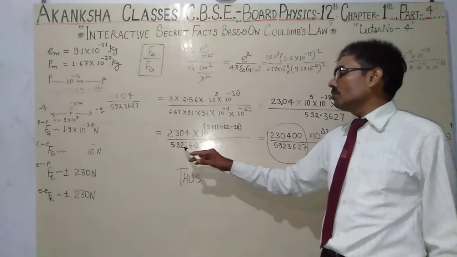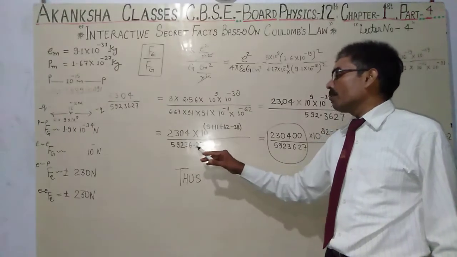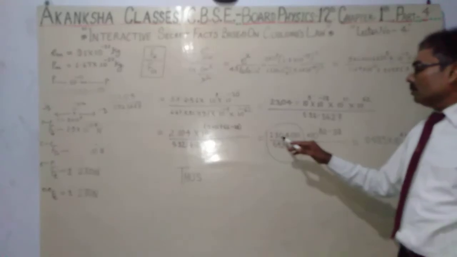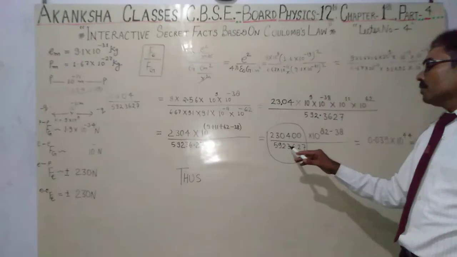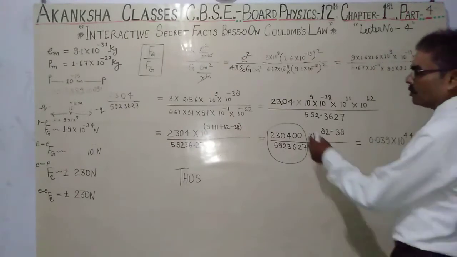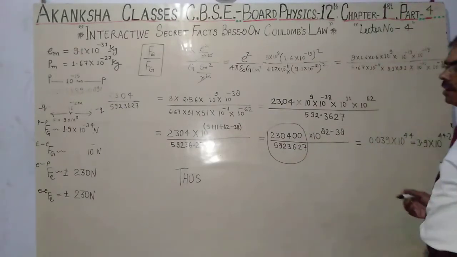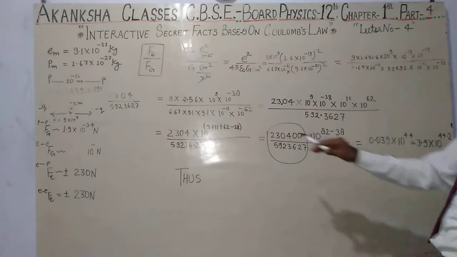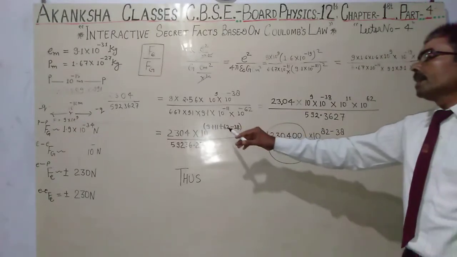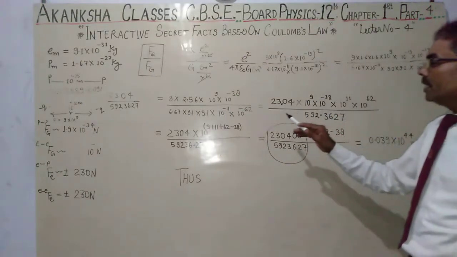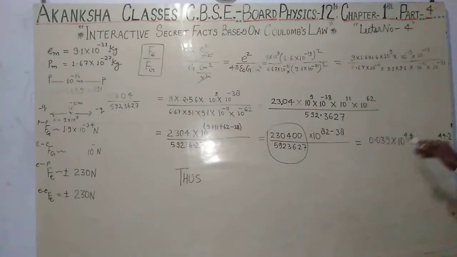5,923, 59,236.27. It becomes 223,0400 by 5923620, if we ignore the decimals, as we need 2 zeros to replace the decimal. And here, by arranging all of them, 11 plus 9 makes 20, plus 62 makes 82, minus 38. 12 minus 8 becomes 4. 7 minus 3 becomes 4.